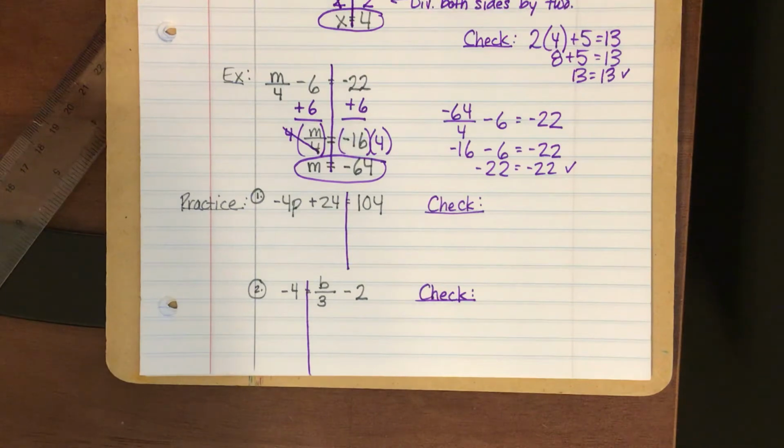So some people are getting negative 20 for the first one. Some people are getting positive 20. For the second one, some people are getting 18. Some people are getting negative 6. Do be sure that you're plugging it back in to make sure it actually works.